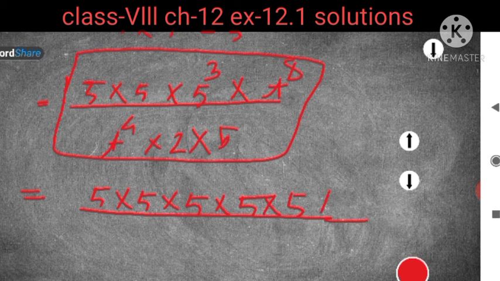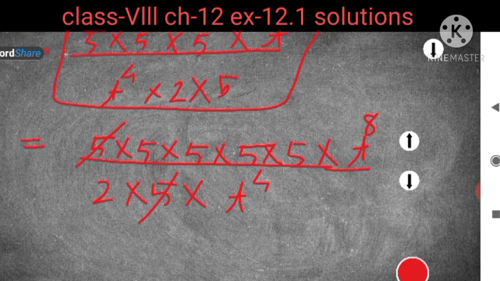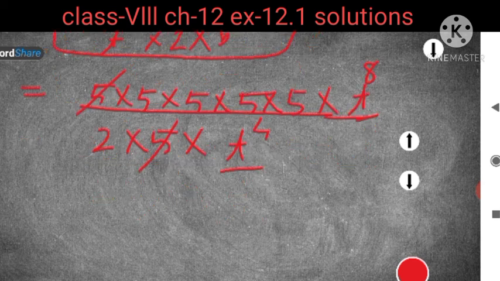Now then t to the power 8. So this is t for 8 times. Okay, just keep like that only. Now 2 into 5 into t to the power 4. Now here one 5 and one 5 will get cancelled, isn't it? So one 5 and one 5 is getting cancelled, and now here base is t and here base is also t, and they are in divide, then power will become what? Power will become minus, isn't it? So power will become minus.